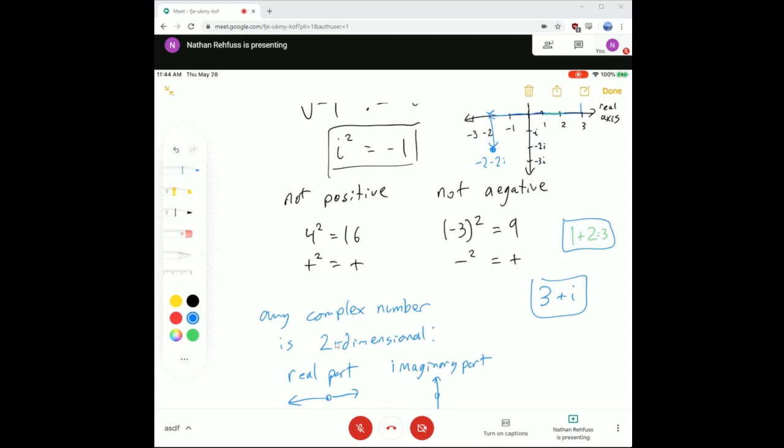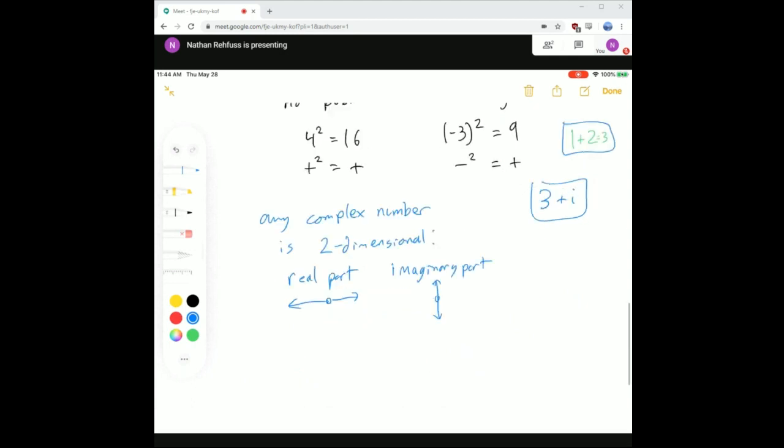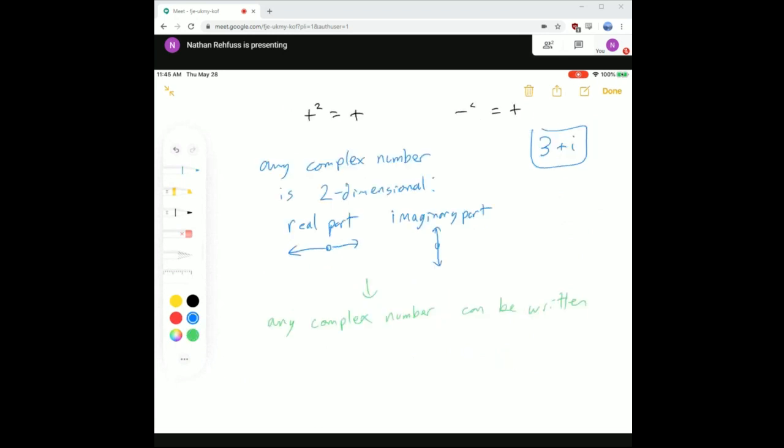Just like Cartesian coordinates, if I tell you how far left or right and how far up or down, there's only one point I can be talking about. So same thing with complex numbers. So what this gets us is that any complex number can be written with the real part and the imaginary part. I'm going to call the real part A, some real number A. The imaginary part, if it's up or down, is multiplied by i. It's in the imaginary direction, so we'll call that Bi.